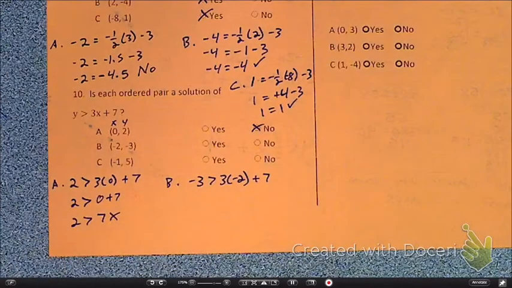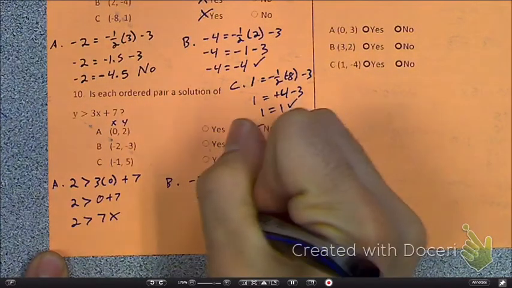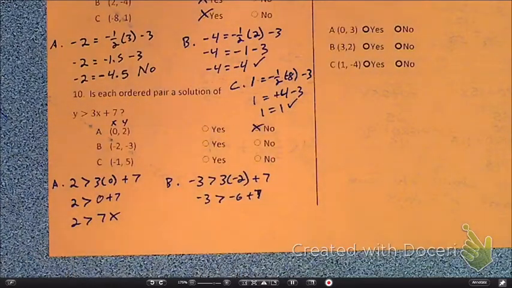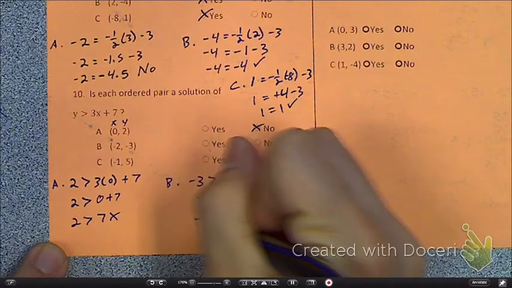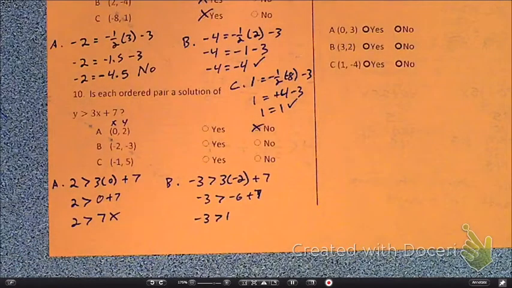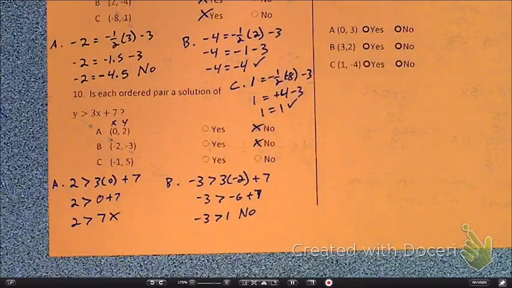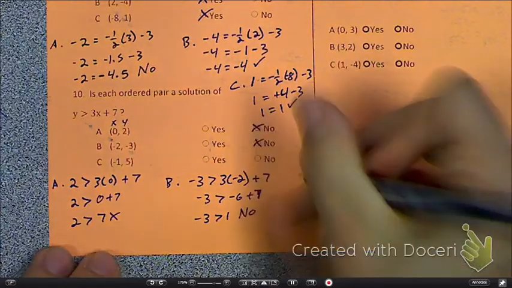Three times negative 2. Negative 6. Oh, I get it now. Negative 3 and positive 1. Negative 6 plus 7, positive 1. Is negative 3 greater than positive 1? No. I get it now because I didn't know. I would graph. And the last one.